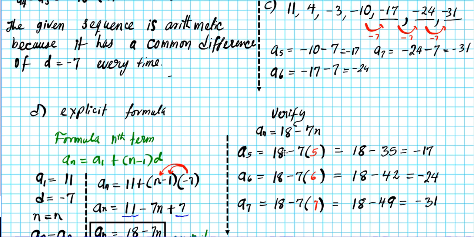Alrighty, so is this explicit formula correct? Let's compare our answers. Negative 17, check. Negative 24, check. Negative 31. That tells us that our explicit formula is correct.